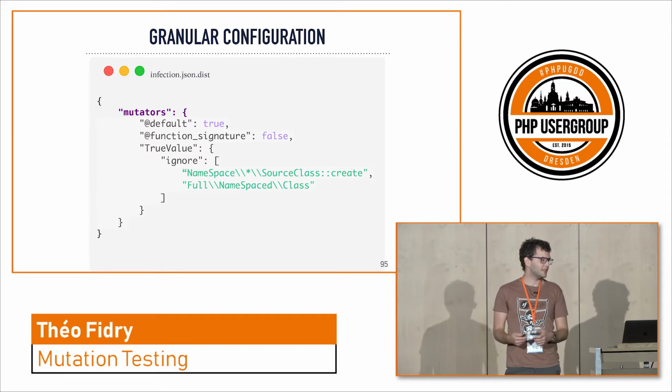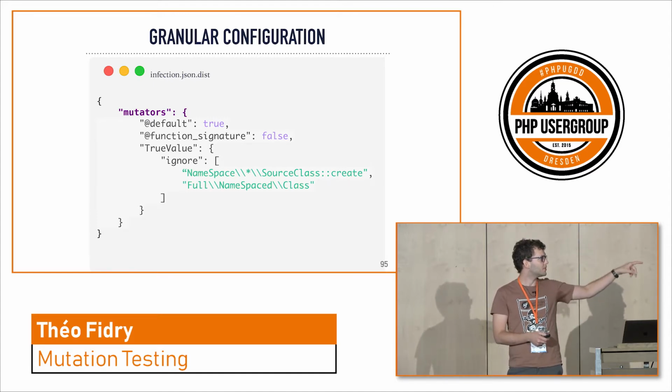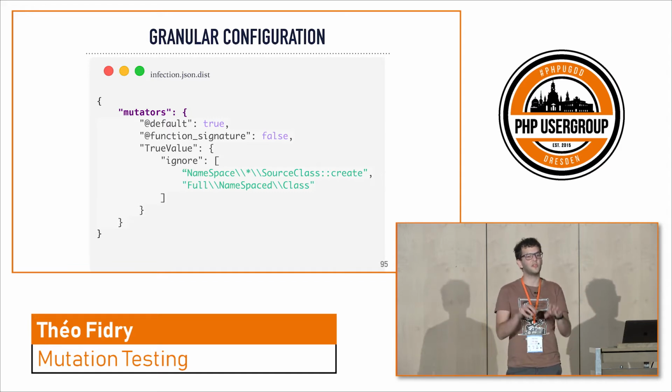Another thing that could be done is more granular configuration. Right now, if you want to be strict about a piece of code but not about another, the best way to go would be either to leverage the mutants in your section, or use different infection configuration files and run it several times with different configuration files. But I think it could be easier to do.